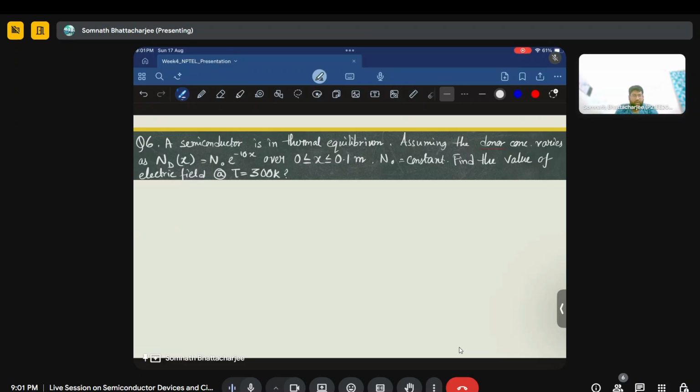So try to solve this before the next session. We may discuss it in the next one as well.